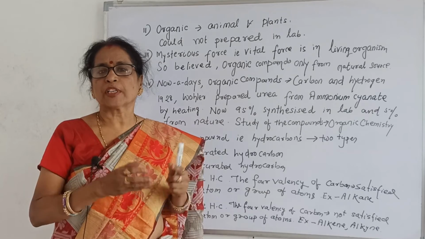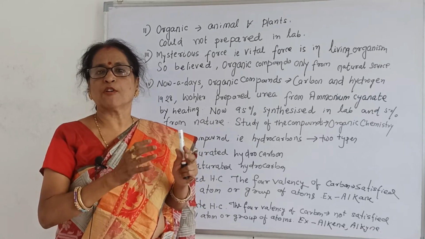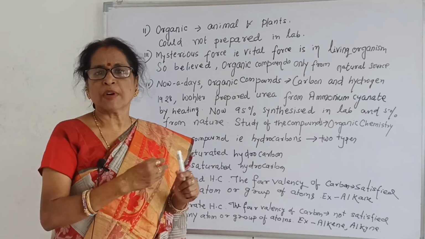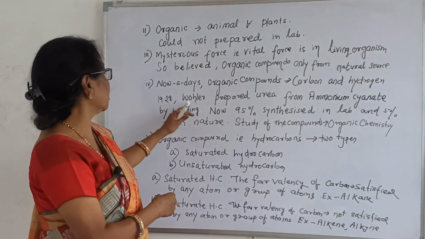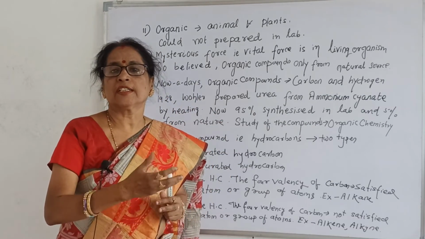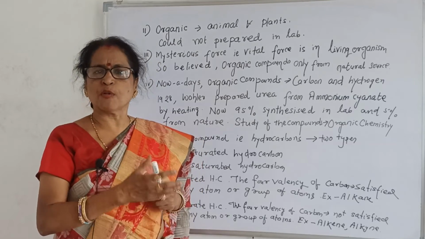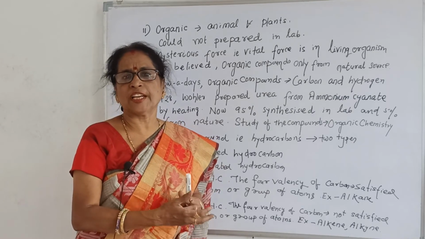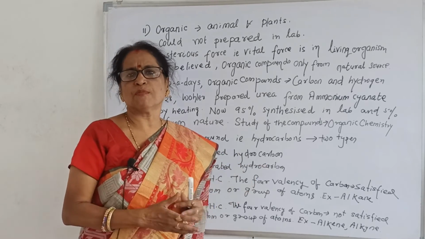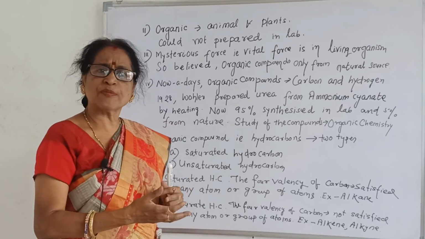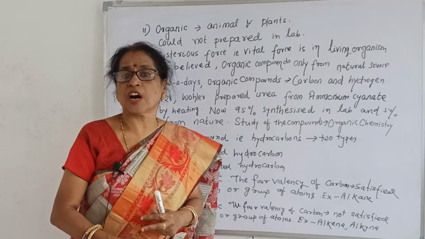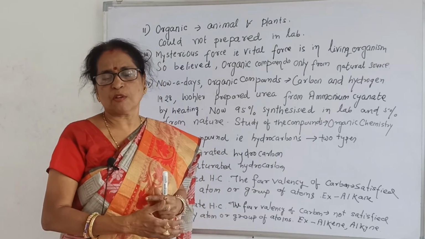Are you clear? First of all, it was believed organic compounds come only from having life, animals and plants. But gradually scientists proved that urea, a fully organic compound, could be synthesized by heating ammonium cyanide. After that so many organic compounds were prepared, and it was observed that mainly only carbon and hydrogen are present. That is why nowadays it is called hydrocarbon.